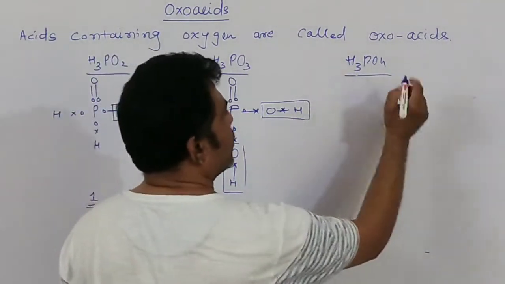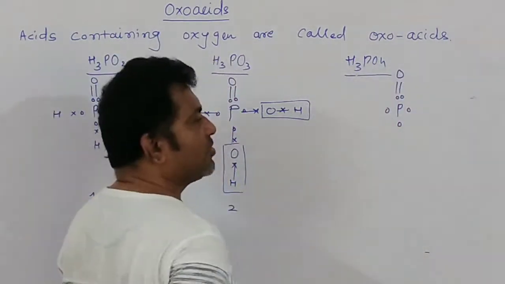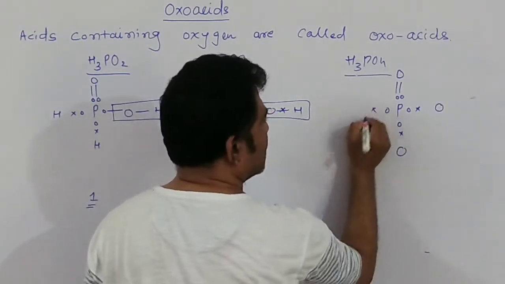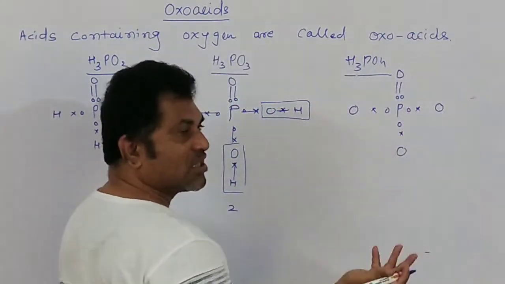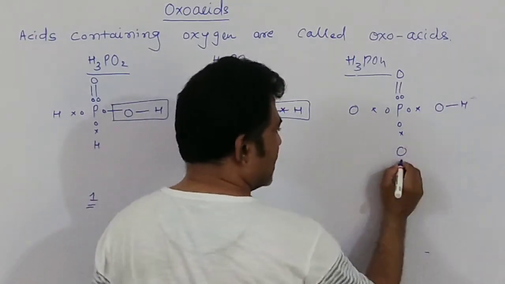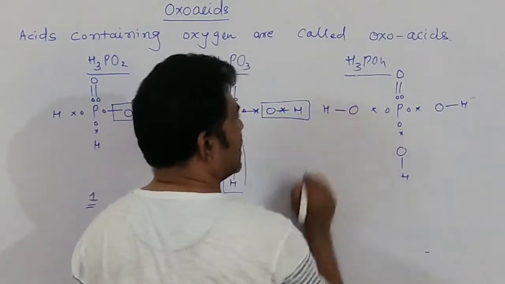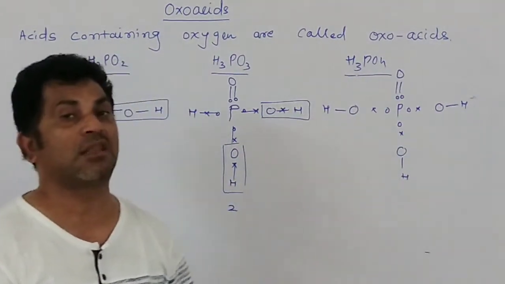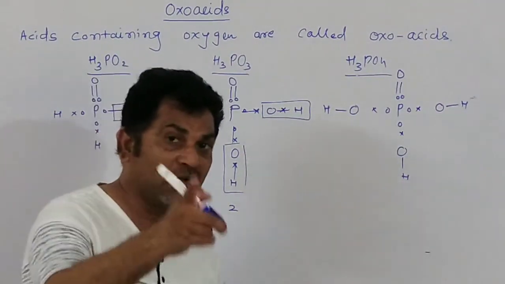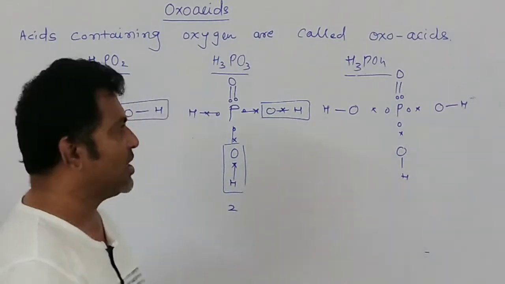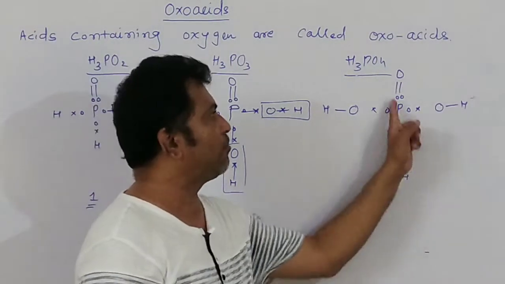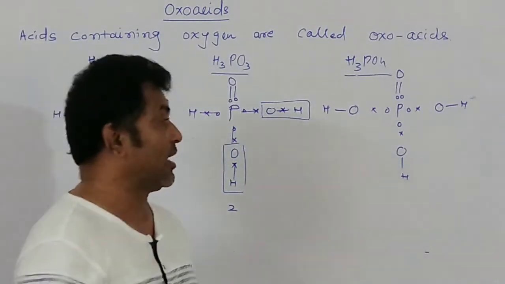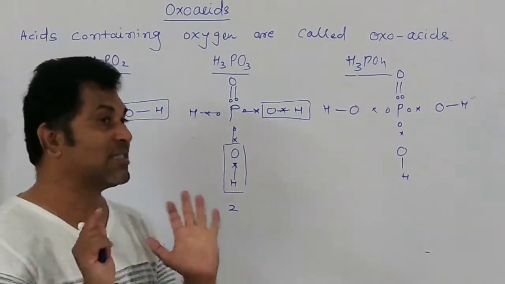Here H3PO4, એક ઓક્સિજન તો મૂકી દીધો છે here. અહીંયા આપણે બીજો ઓક્સિજન અને ત્રીજો ઓક્સિજન, તો ટોટલ 4 ઓક્સિજન થઈ ગયા. આના સાથે H, આના સાથે H, આના સાથે H. So this will be the structure of H3PO4 and that you understand. I hope that. So H3PO4, this is our structure. Okay, fine sir, we understood this.